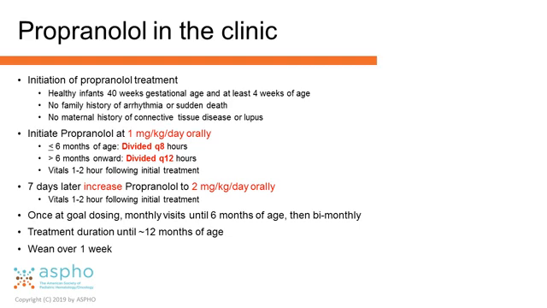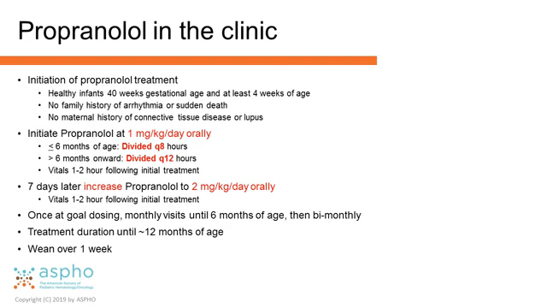In our outpatient clinic and in clinics around the country, propranolol treatment is initiated in otherwise healthy infants with infantile hemangiomas. I should first note that the following slide defines how we provide propranolol in our clinic. Other clinics may vary. Propranolol is initiated in healthy infants 40 weeks gestational age and at least 4 weeks of age, as long as there's no family history of arrhythmia or sudden death and no maternal history of connective tissue disease or lupus.